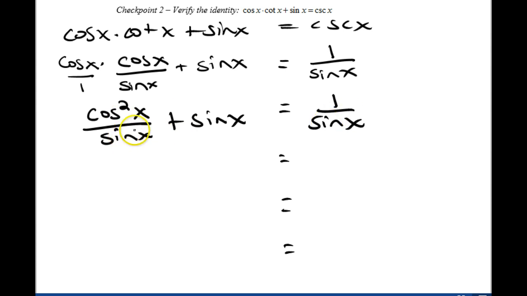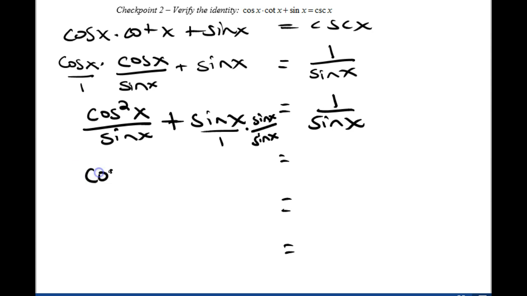So now I've done my first trick. I changed things into sine and cosine. I've done my second trick where I've started simplifying, and I'm also going to look for common denominators. Notice I have cosine squared over sine plus sine of x over 1. When I add fractions, I need a common denominator, so I'm going to multiply this by sine x over sine x, keeping inside my equal signs there.